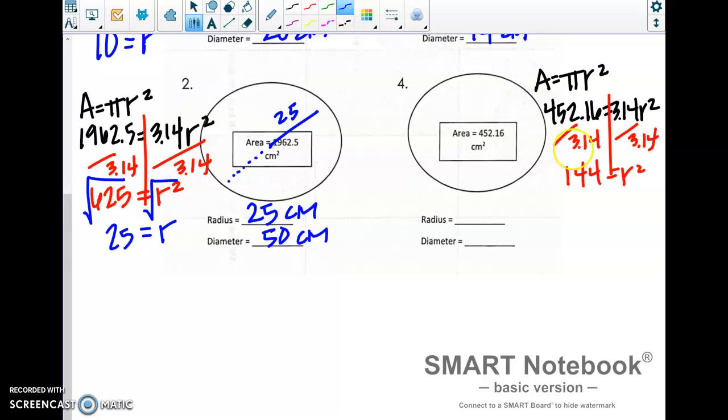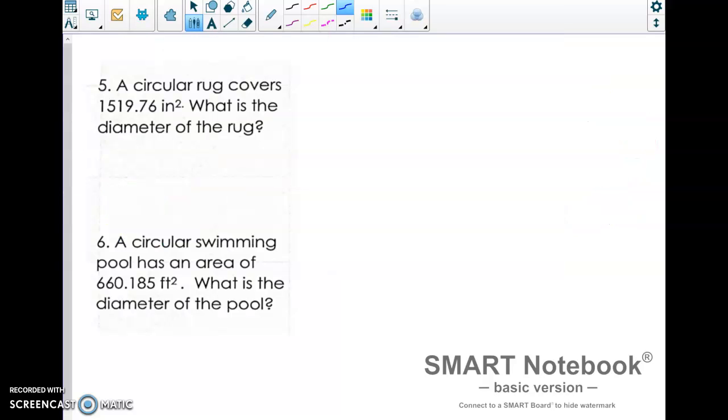Again, you may know what number times itself equals 144. If you do not, take the square root of both sides to get radius by itself, and then you would end up with 12. So this circle has a radius of 12. If halfway across the circle is 12, all the way across the circle would be 24 centimeters. Okay, now let's look at the 2 word problems, number 5 and number 6.